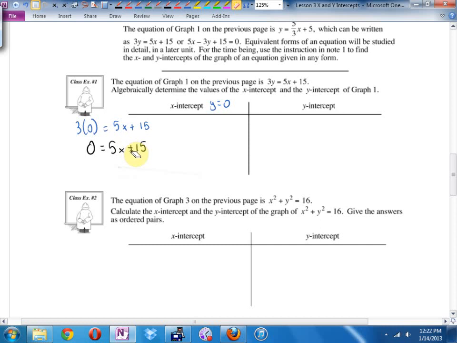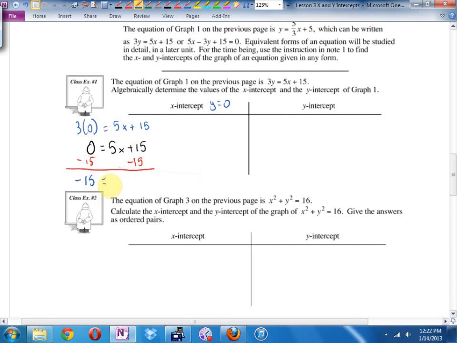Adding. What's the opposite of adding 15? That's the first thing I'm going to do to both sides. I'm going to go minus 15, minus 15. And when I do that, on the left side, I'm going to get 0 take away 15. What is 0 take away 15 in your head? Negative 15.